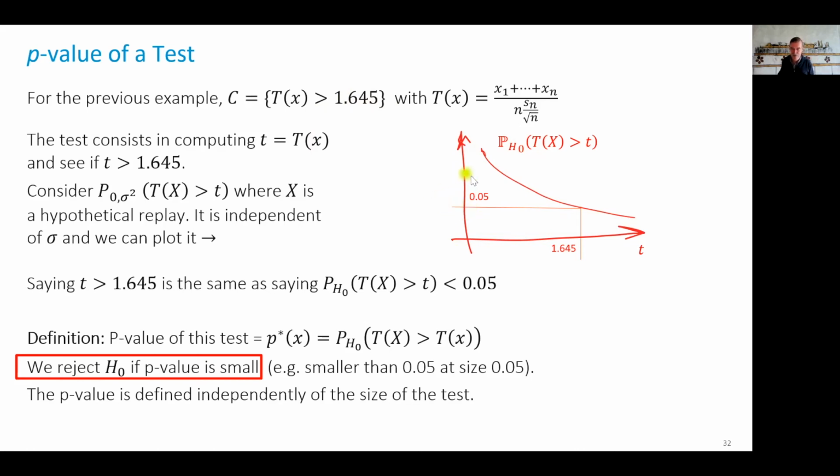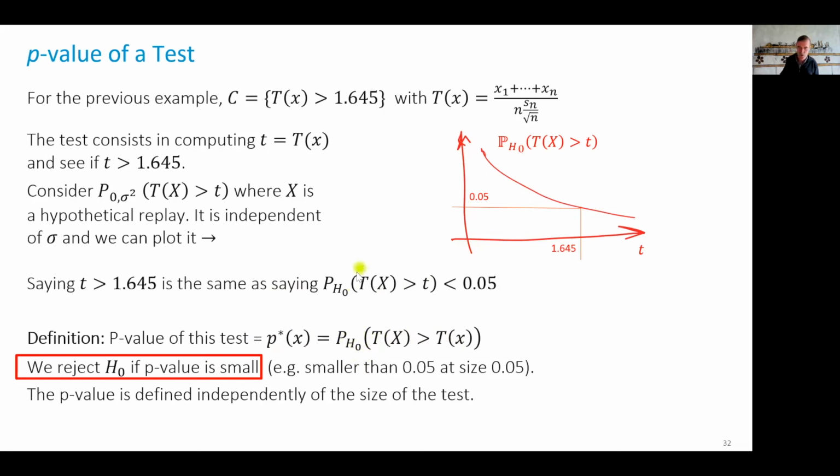Now, instead of fixing 0.05 and saying I reject when I am above this magic threshold, I could compute the value that is on the y-axis here. That is called exactly the p-value. So the p-value is the probability that another hypothetical replay experiment would produce a test statistic larger than the value I have now, when H0 is true.